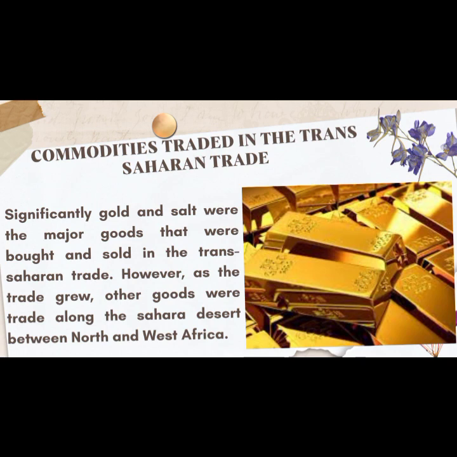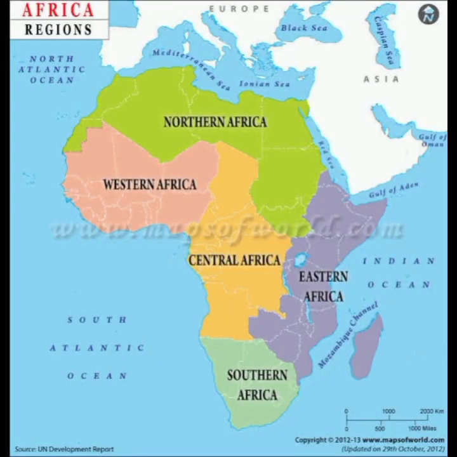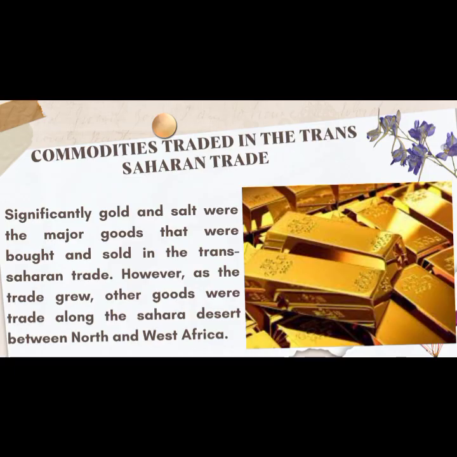Up next is the commodities traded in trans-Saharan trade. Now, commodities that were sold and bought in trans-Saharan trade came from North and West African states. As you know, the African countries consist of North, South, West, as well as East. But when we're talking about the trans-Saharan trade, we talk about just the two regions of North Africa and West African states. And initially, the major items of exchange were gold and salt. These were the major goods that were brought and sold in the trans-Saharan trade. However, as the trade grew, other goods were traded along the Sahara Desert from North and West African traders.